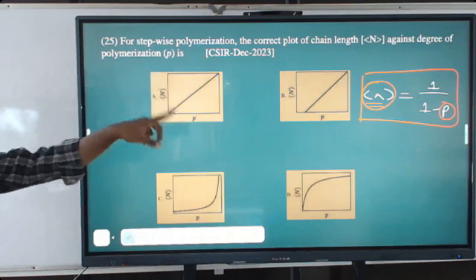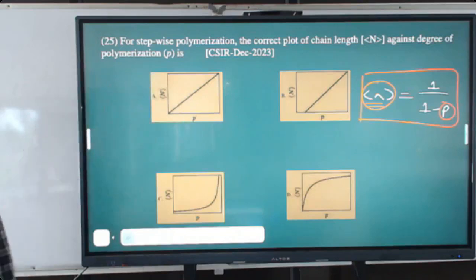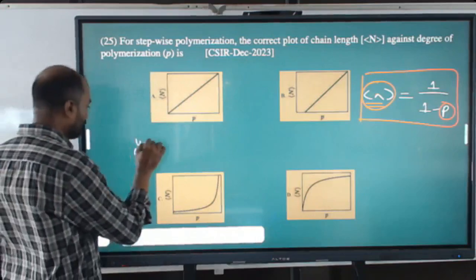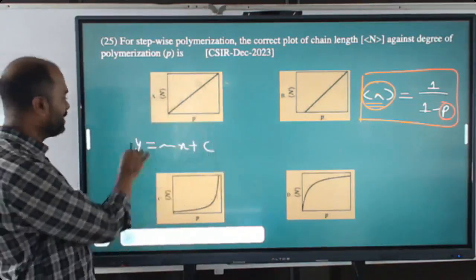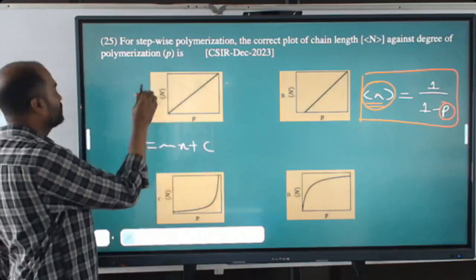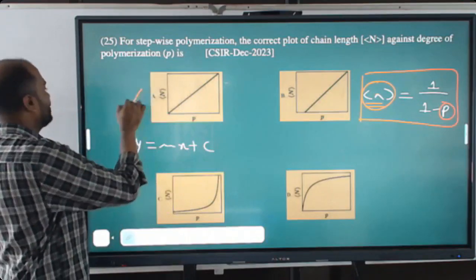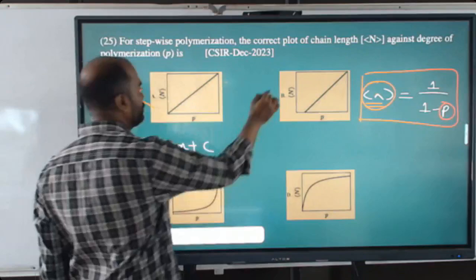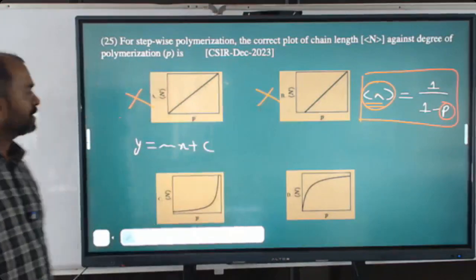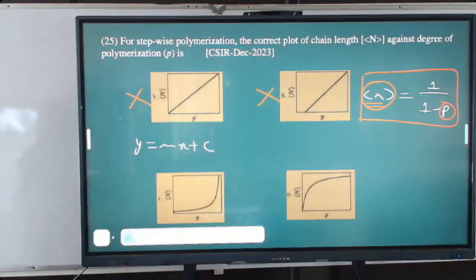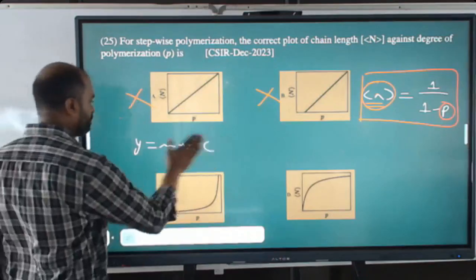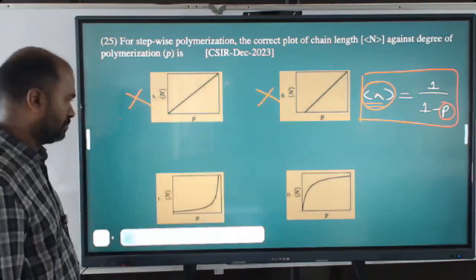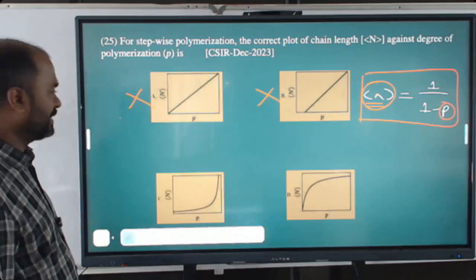n is equal to 1/(1 minus p). Is that a straight line equation? No. We already know that a straight line equation must have the form y is equal to mx plus c. That equation does not have this form. So option A cannot be the answer, and option B is also a straight line, so that also cannot be the answer. Then the possibility is either C or D. Which one will be the correct answer?